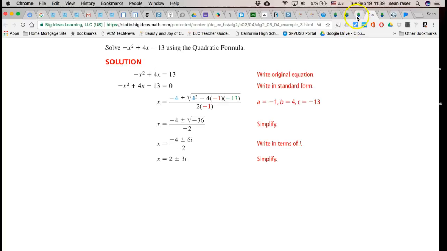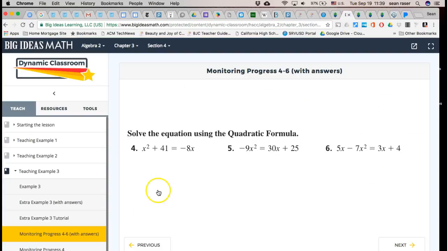So what I'm going to put up now, I want you guys to go ahead and use the quadratic formula to solve questions 4, 5, and 6, and go ahead and enter them in the text box now.